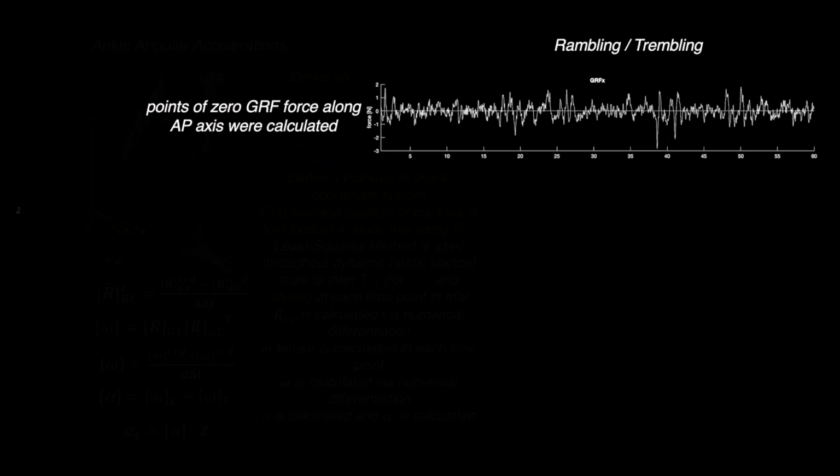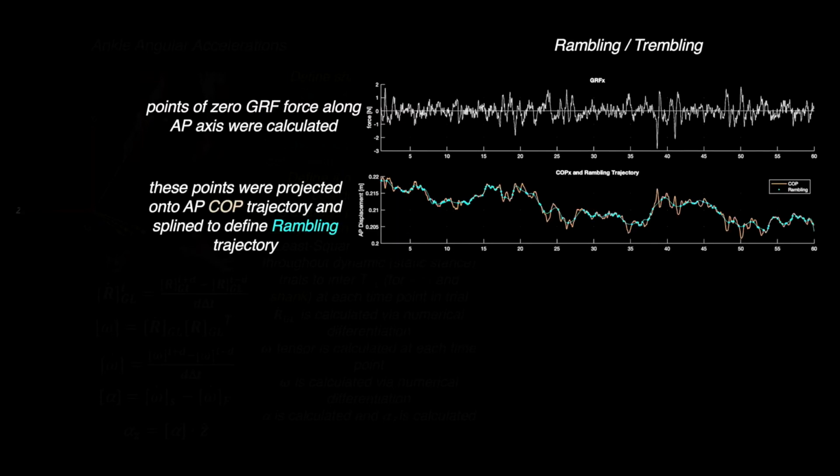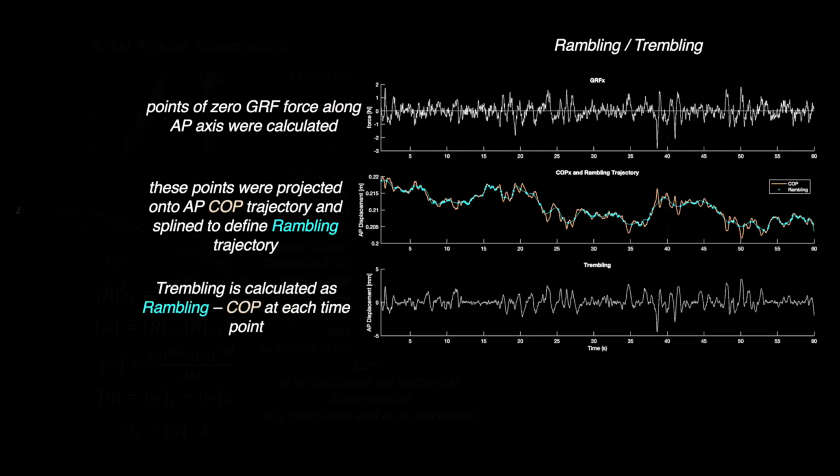On to rambling and trembling. How do we calculate this? What does this mean? Well, let's start with ground reaction force data. Here we have data from the ground reaction force in an anterior-posterior direction, and we have the 0 force line clearly marked out for us here. What we're going to do is essentially imagine a little dot at each point where the 0 force line crosses the actual ground reaction force data. We take those time points and we interpolate them onto the center of pressure data, which gives us a series of blue dots. You can see a few of them here, rather small, but you can see them.